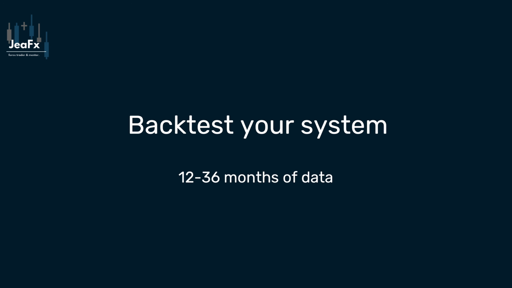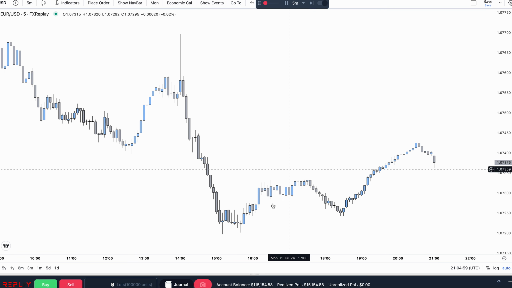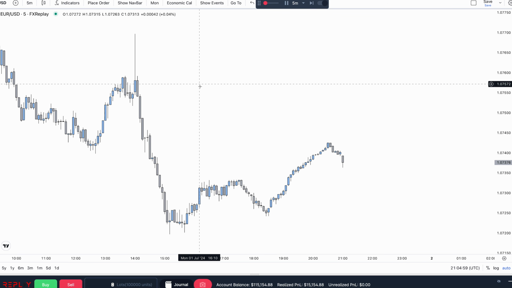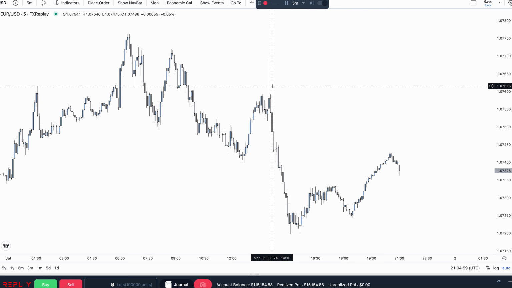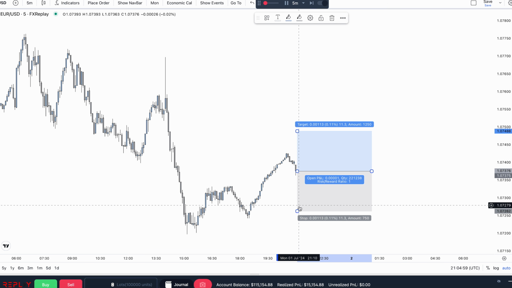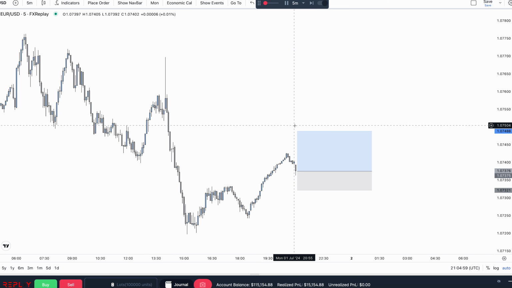My favorite platform for backtesting is FX Replay. I'll show you that now. So just to quickly show you the software I use for backtesting, it's FX Replay. Now this is obviously on the surface just like TradingView, but what we can do here is get years worth of data and we can trade in a simulated setting.